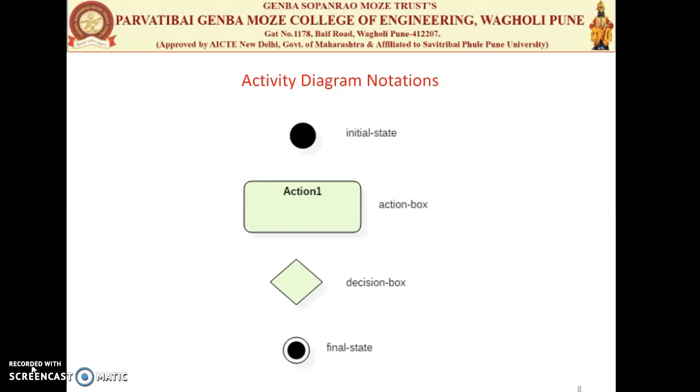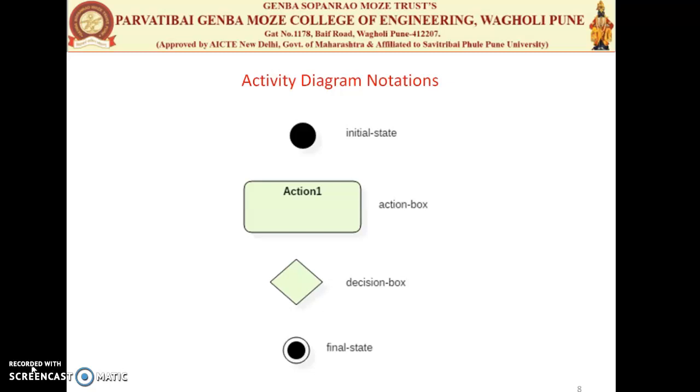The first notation is the solid dot. It is the initial state. Whenever you are drawing the activity diagram, your first step should always be a solid dot. The second is the action box. It is also called an activity. Wherever there are a number of activities or actions in a system, they may be drawn by using this box, which is called the activity.